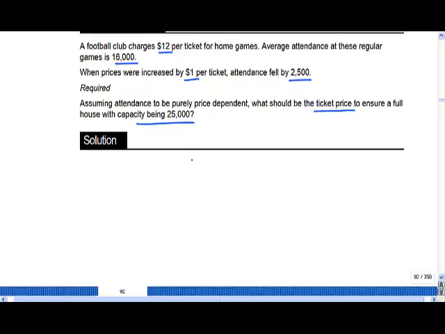Now we're assuming this is purely price dependent, so what we need to do here is use our demand function. A demand function is P is equal to A minus BQ. Whenever you're faced with your demand function, I would solve B first, and then you can drop everything else into the formula along with B. So for B, what we're looking at here is our change in price over our change in quantity. So here we were changing our ticket price by $1, and that led to a change in our attendance of 2,500 people.